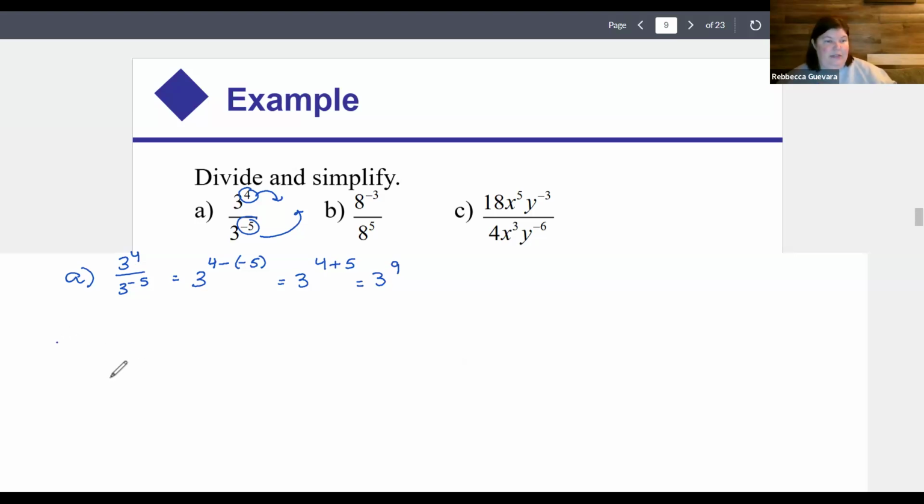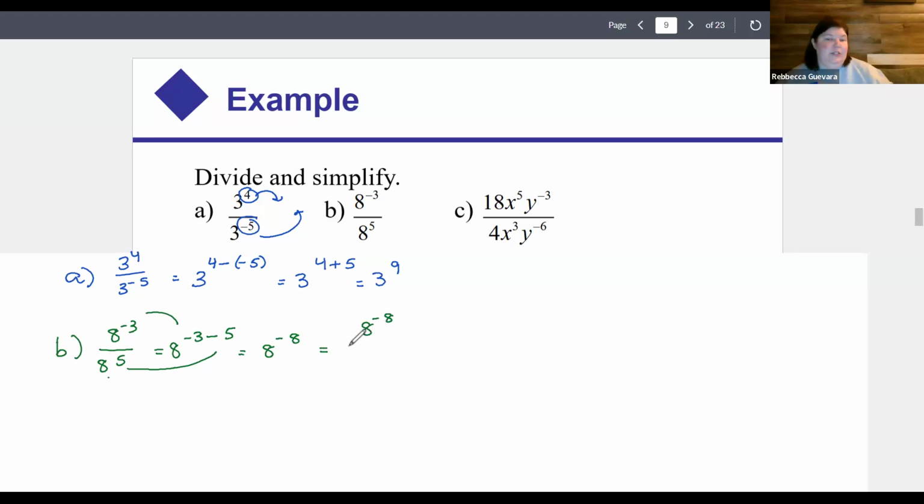All right, if I do B now, B, 8 to the negative 3rd over 8 to the 5th. So it's this negative 3 goes first, and then we subtract what's on the bottom. So then we subtract that 5. So this is 8 to the negative 8. And remember, we don't like that negative exponent, so we're not simplified.